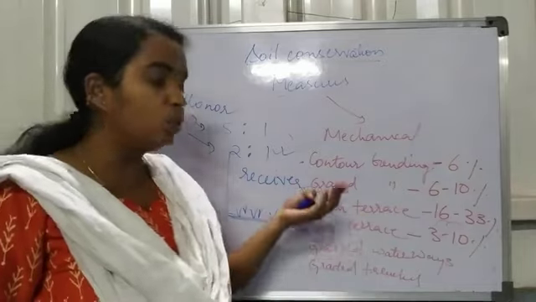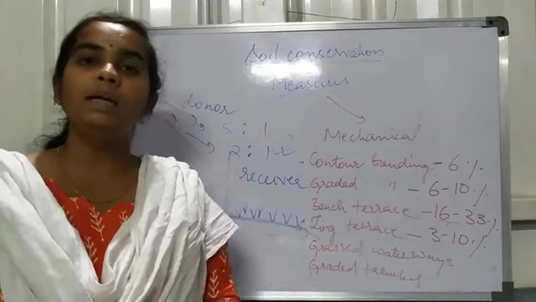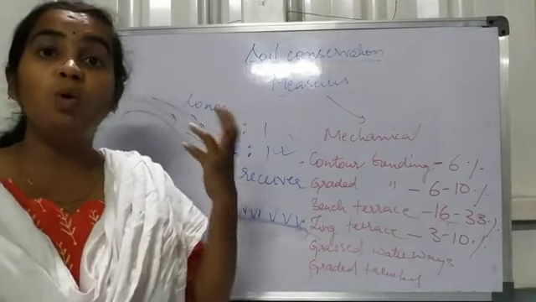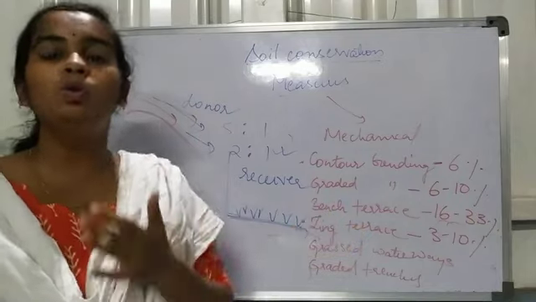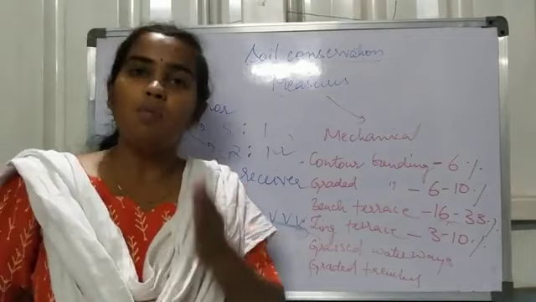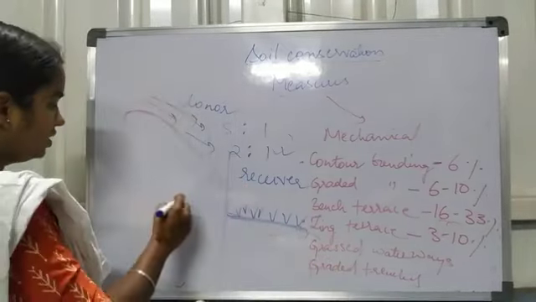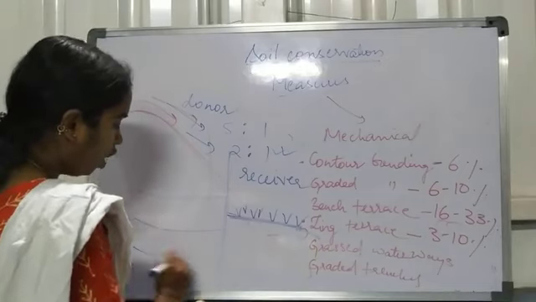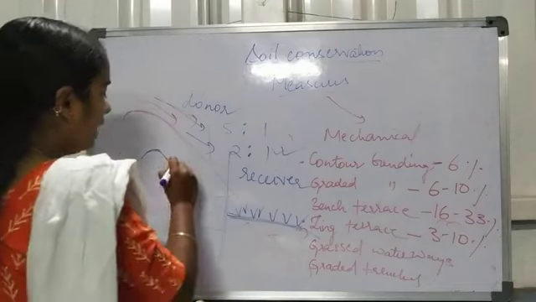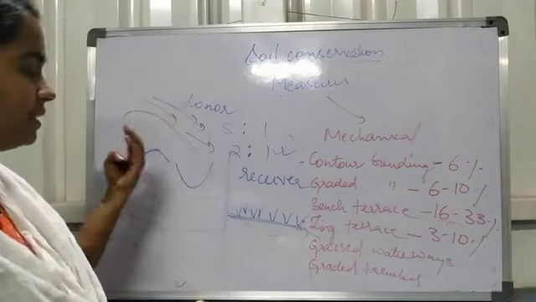Next one is grassed waterway. If there is a gully, there we can go for different types of crops or perennial crops which can hold the soil, and it can reduce the flow or the erosion of the soil and water both. Next is graded trenches, like what we learnt in the contour bunding. If it is bunded, then we call it a bund. Otherwise, if it is dug out deeper, then we call it a trench.